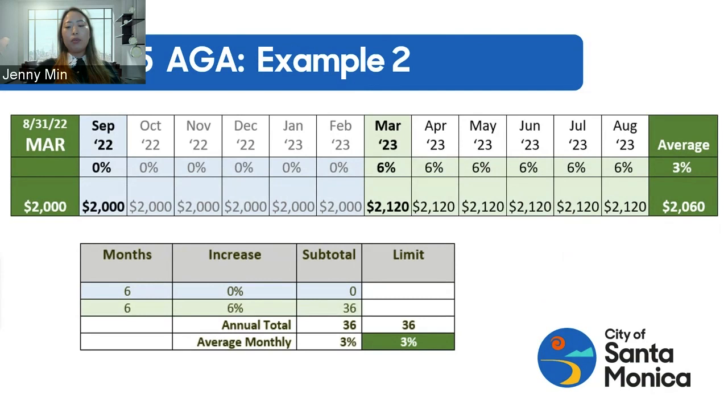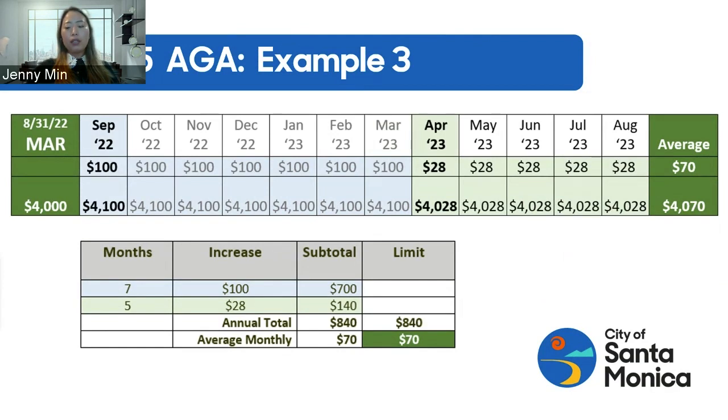In this example, from September to February of 2023, which is 6 months, they did not receive any increase. In March, they did receive an increase of 6%. But when we do the math and average out everything, it comes out to an average of 3% in the course of the year. So this is another way that Measure RC allows it. Let's look at example 3.